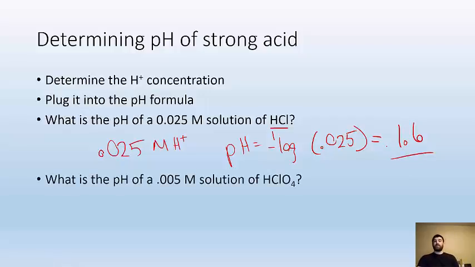So what is the pH of a 0.005 molar solution of HClO4? All right, same deal. I'm going to look at HClO4, and I'm going to see that it is just 1 H. All right, so I know that this concentration is the concentration of my H+. So negative log of 0.005 is going to equal 2.3.